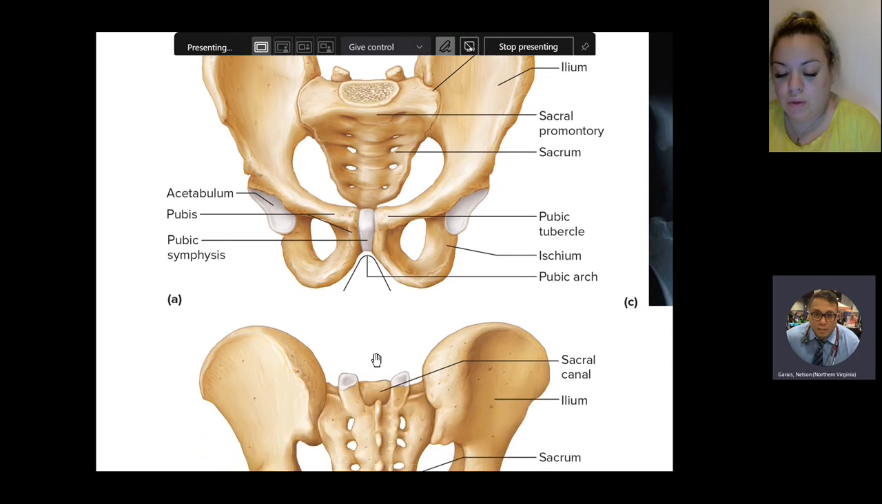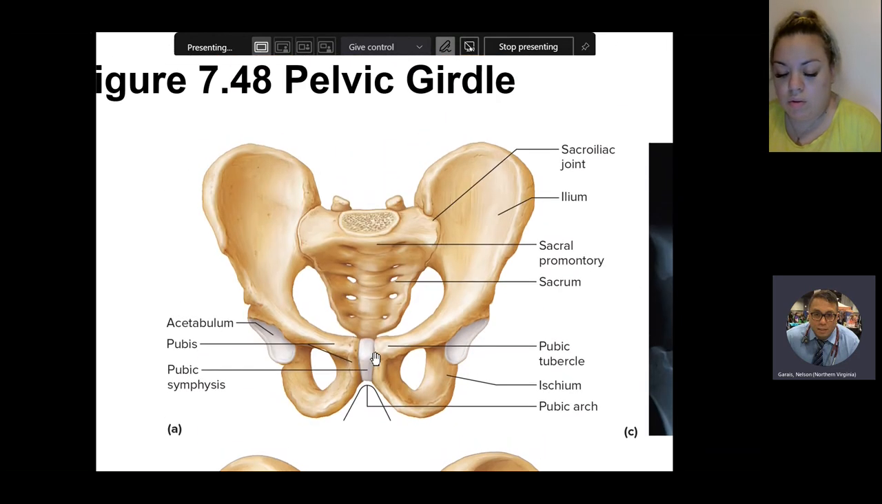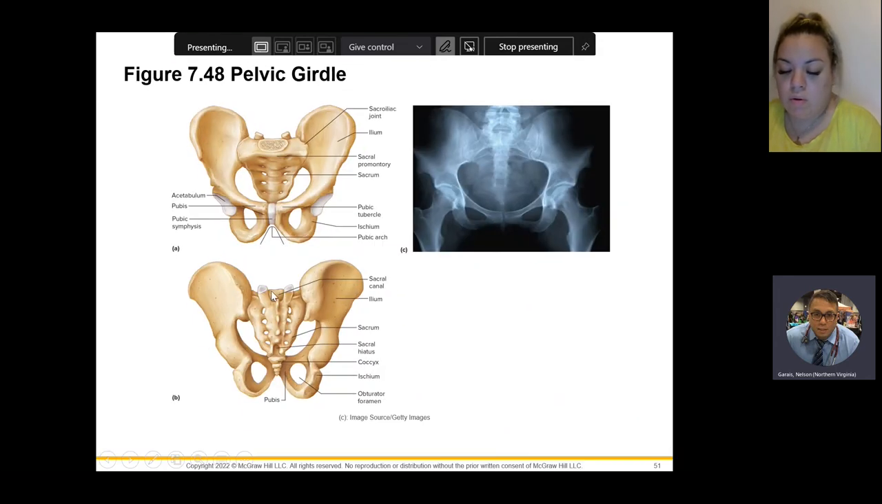Now, there's a difference between male and female pelvic girdle. The female pelvic girdle will be wider and more bowl-shaped to accommodate baby. And the sacrum will also be curved. Because remember, I want the baby to be cradled, and then when it's time for parturition, the baby can have a better time being born.